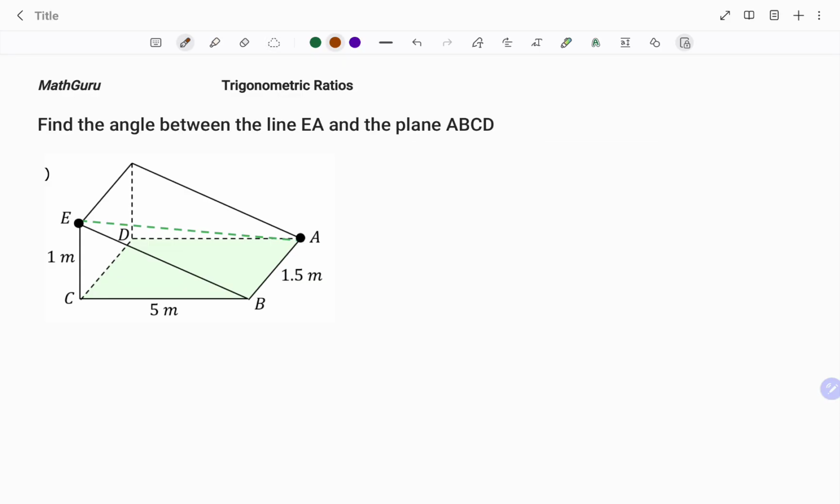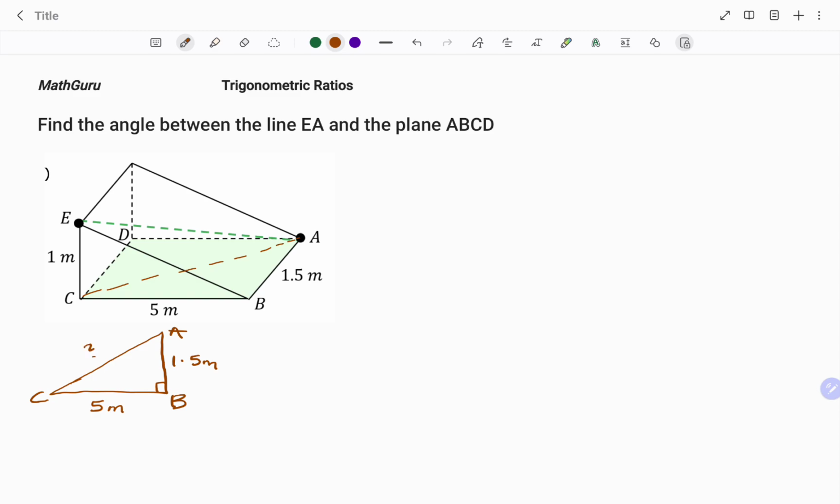To find the angle between the line EA and the plane ABCD, the first step is to use the plane and then construct a line AC as shown. That's the diagonal of the rectangle below. And if I draw that out, I have a right angle at B. The distance between A and B is 1.5 meters, as given in the question. Then I have the distance CB, that's 5 meters. So I'm going to find the distance AC, which is unknown.